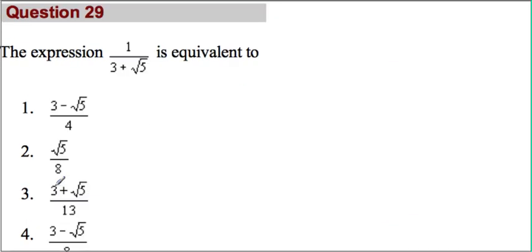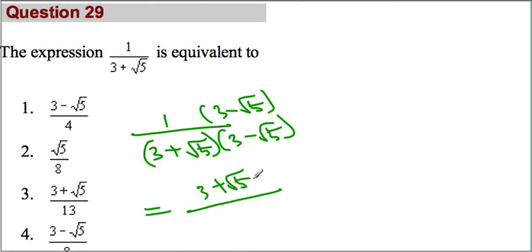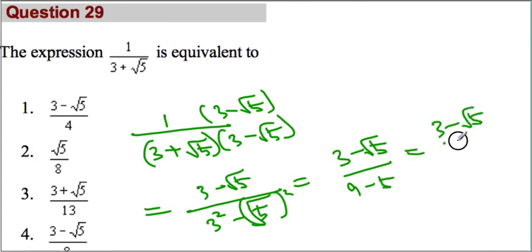Alright, number 29. Same thing as before. Let's try to do that right away. What do you multiply? That's right. We got to multiply by 3 minus radical 5, top and bottom. Now, then we end up getting top is 3 minus radical 5, while denominator is 3 squared minus radical 5 squared. Then 3 plus radical 5 is on the numerator, or I'm sorry, minus 5. I miswrote it. And denominator becomes 9 minus 5, which is equal to 4. So 3 minus radical 5 over 4.